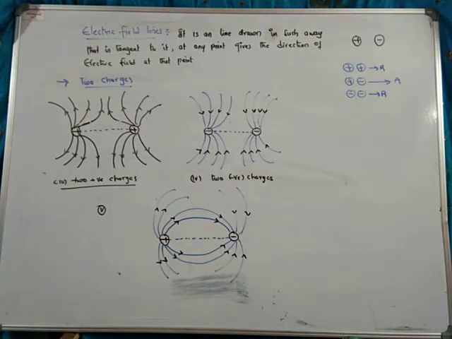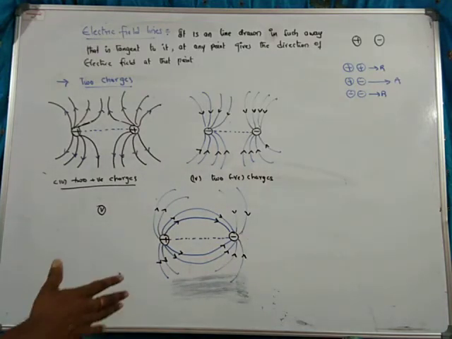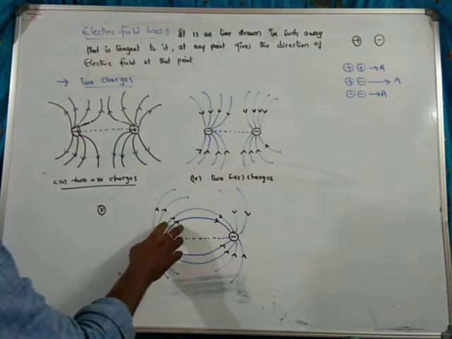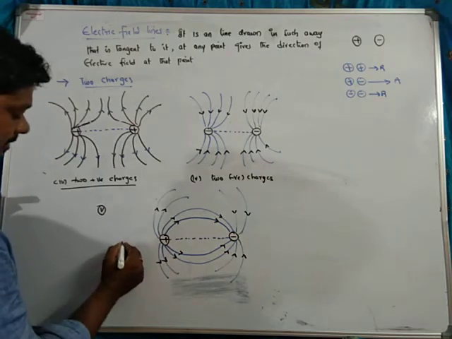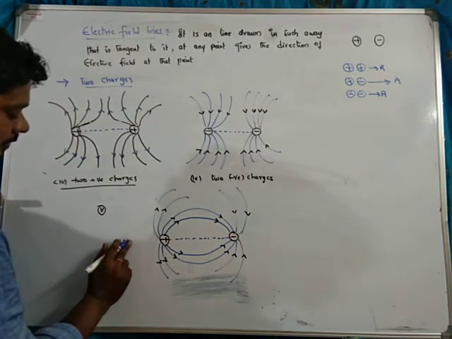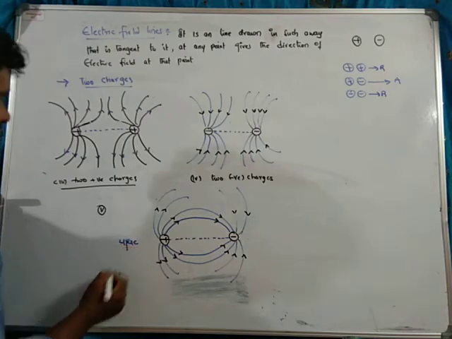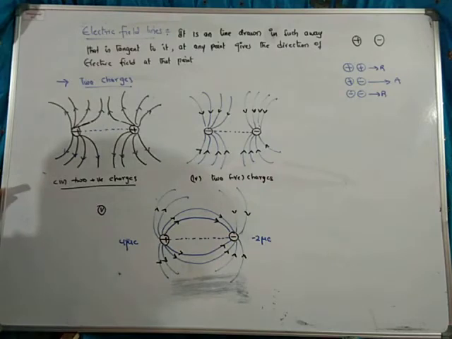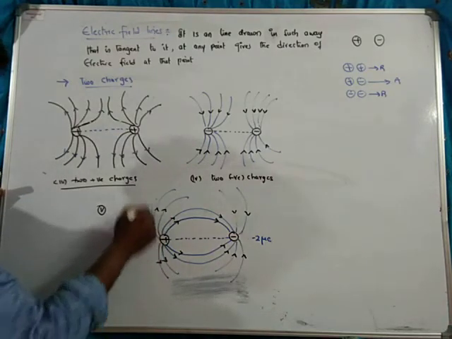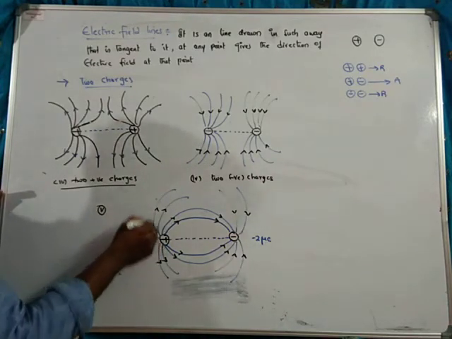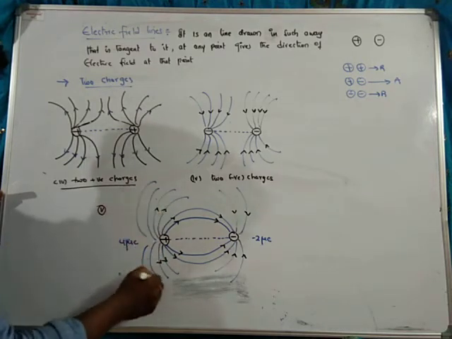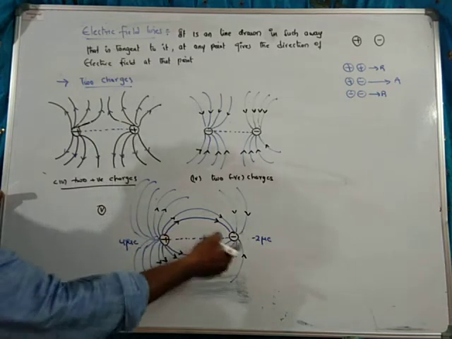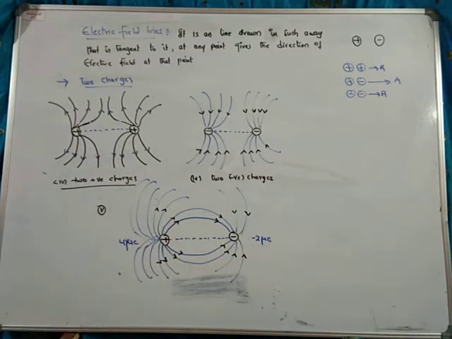If you have more strength, suppose in the fifth example, we consider a positive charge and a negative charge. Suppose here the positive is more. Suppose in this example we consider positive as 4 microcoulombs of charge, and here we have minus 2 microcoulombs of charge. So 4 has a higher strength, so the field lines will be more here when compared to the second one. These are about field lines.